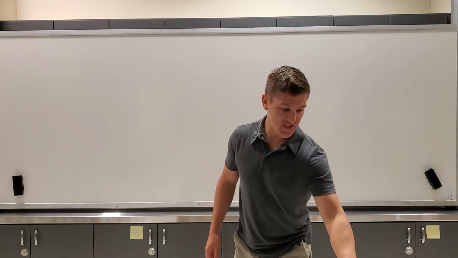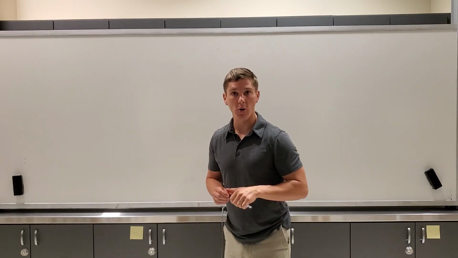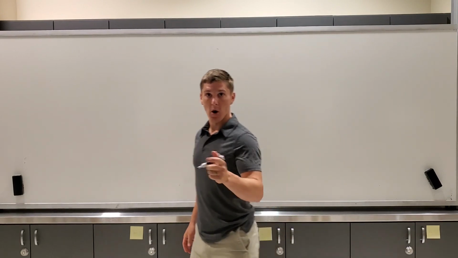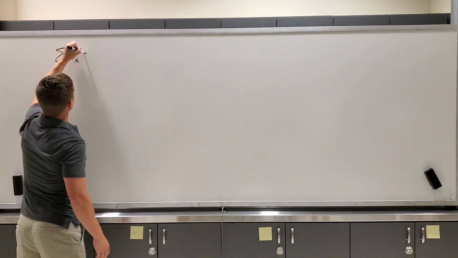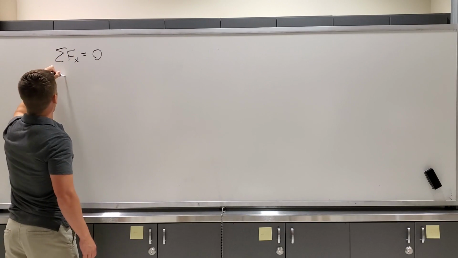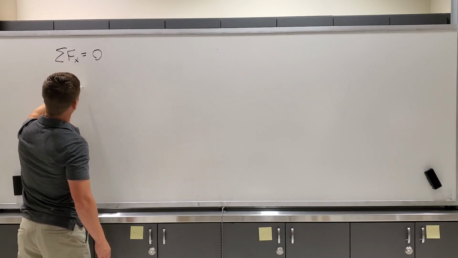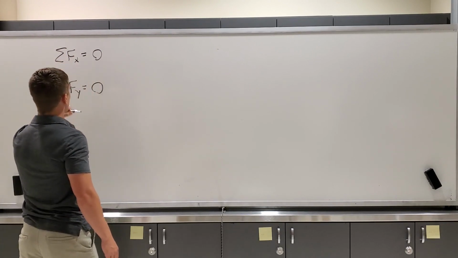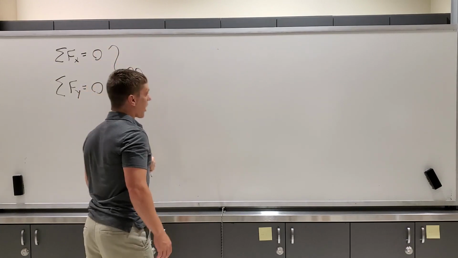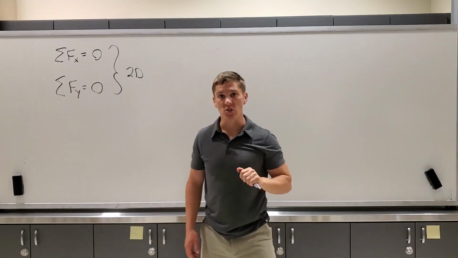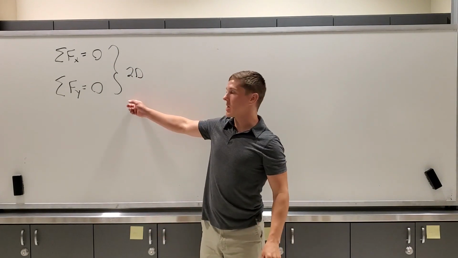We said that for two-dimensional particles, our equations of equilibrium were simply that the sum of our forces in the x direction must be equal to 0, and the sum of our forces in the y direction must be equal to 0. So for any particle in a two-dimensional problem, we had two equations that must be true.